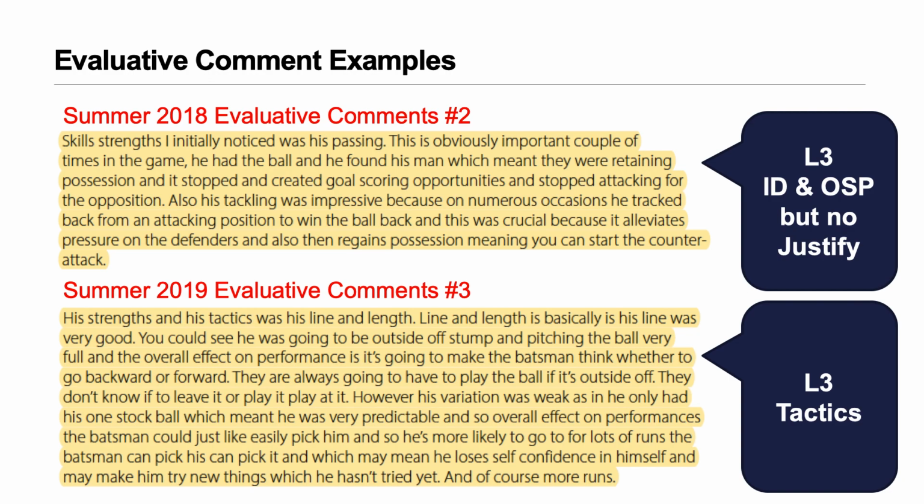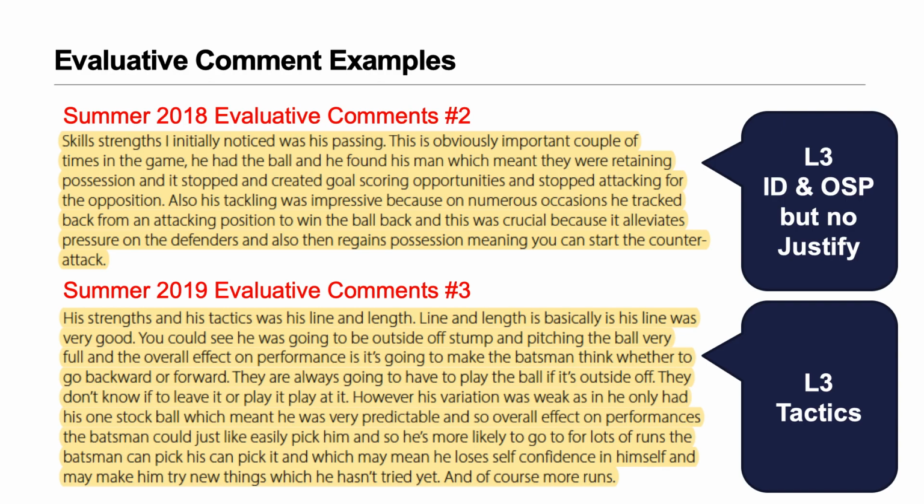In the first example, it is clear to see that this candidate has identified 2 different skill elements, passing and tackling, and related both to the overall success of performance. However, what they are significantly missing is that they have not justified why they are good at passing or tackling. It should be noted that here, both of the overall success of performance comments are specific to the skill, that specific point in play, but also the wider game.